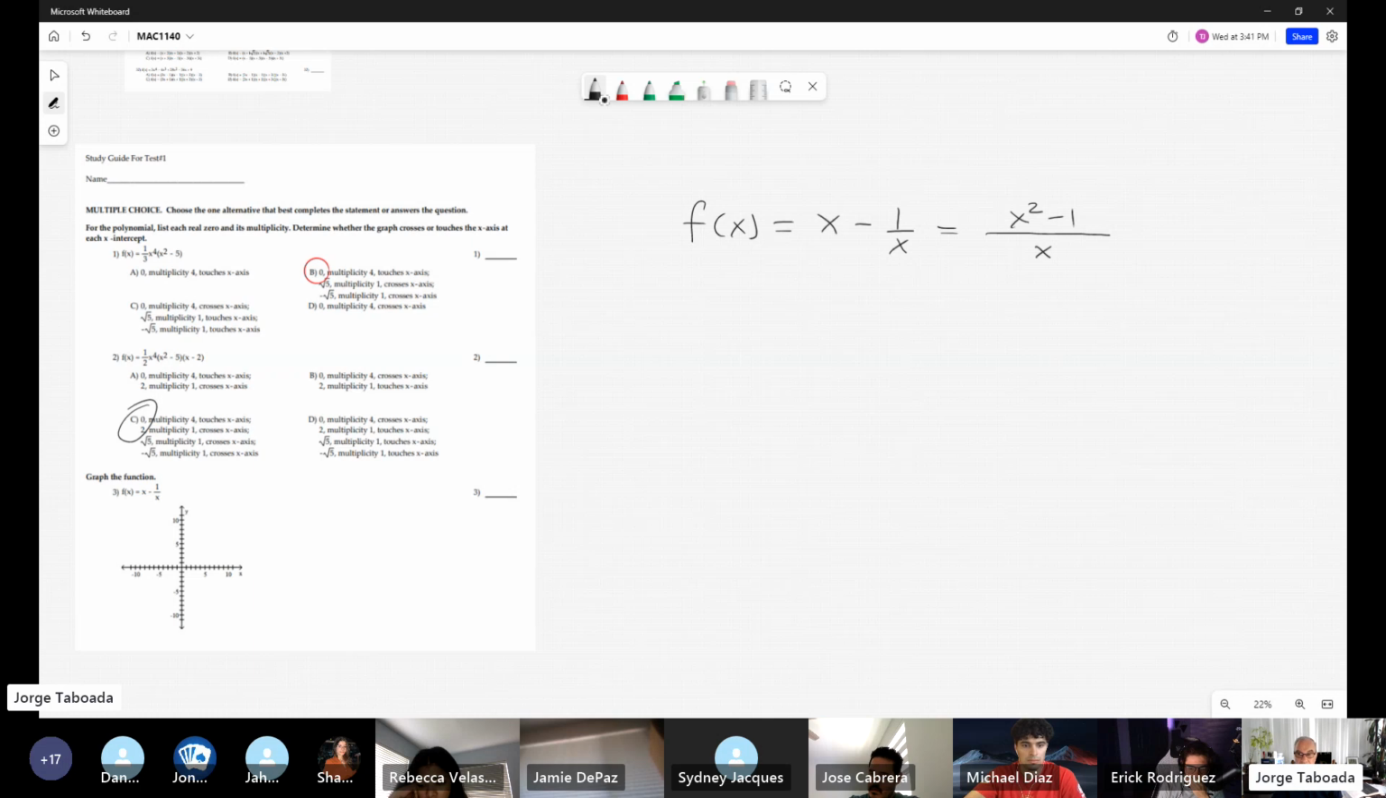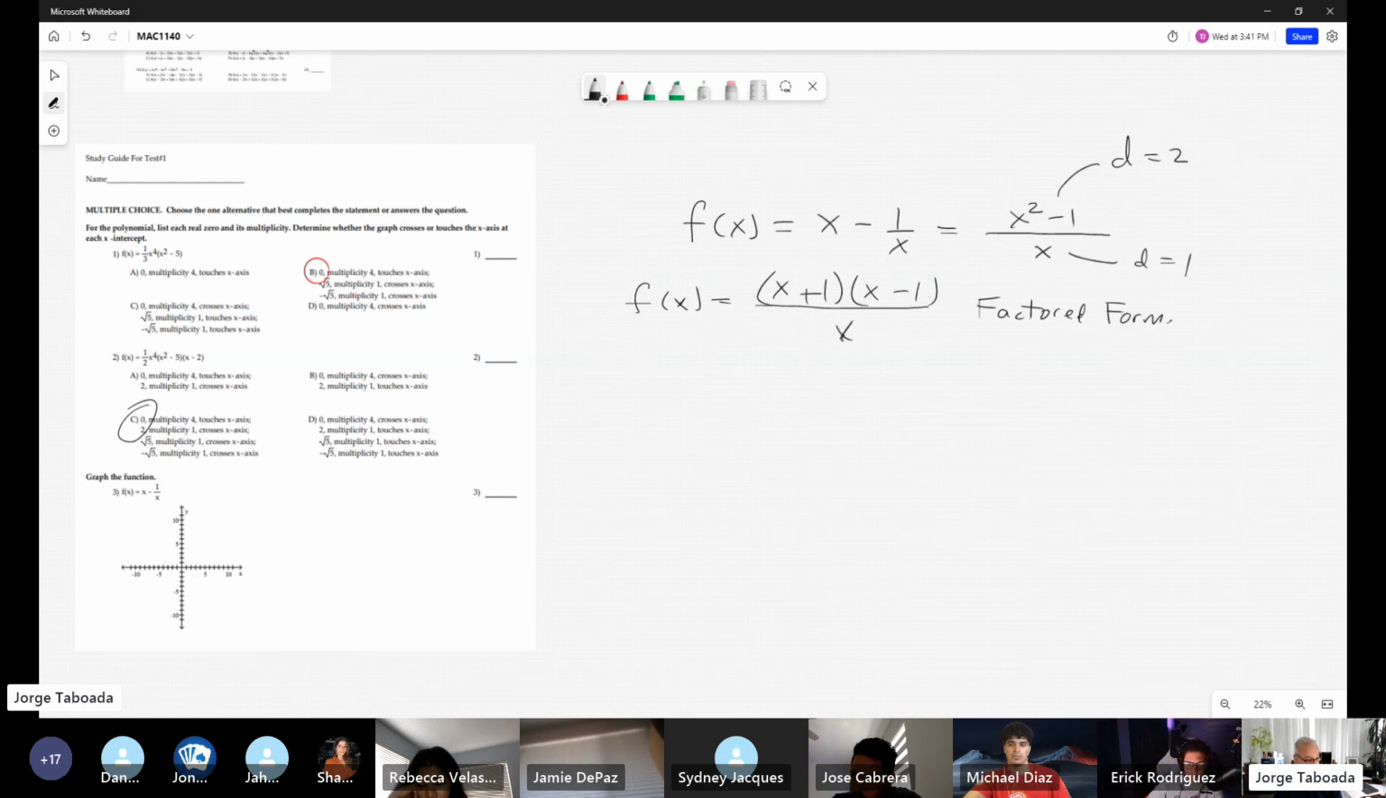So okay, we have a polynomial of degree 2 at the top and a polynomial of degree 1 at the bottom. And factored form is easier, in my opinion, because it is a difference of squares. You factor: x plus 1 times x minus 1, over x. Okay, cool. This is the factored form. And remember the 7 famous steps to do any graph. Step number 1, factor.